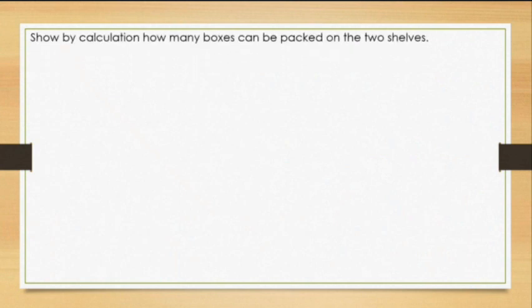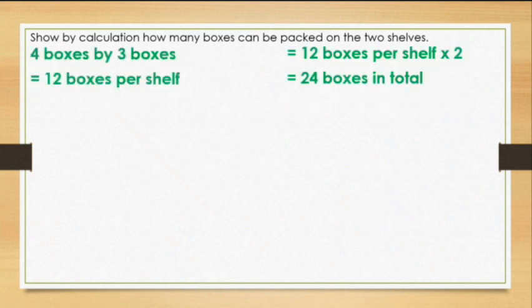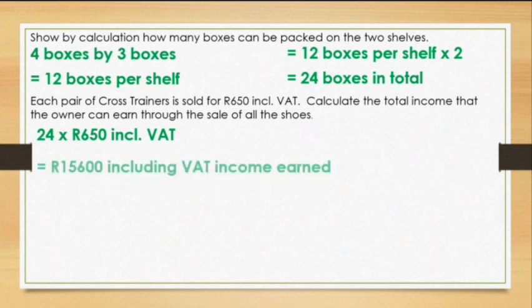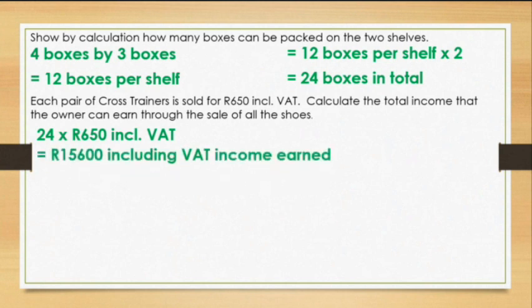Right, it then says show how many boxes can be packed into the 2 shelves. We've already calculated that. Now it says each cross trainer is sold at 650, including VAT. Calculate the total income that the owner can earn through the sale of all the shoes. How many shoes can we sell? We can sell 24 pairs. So it's basically just 15,600, including VAT. That would be the total amount or total income that will be earned by the owner.